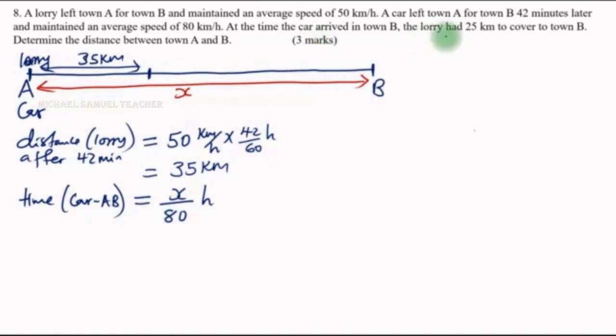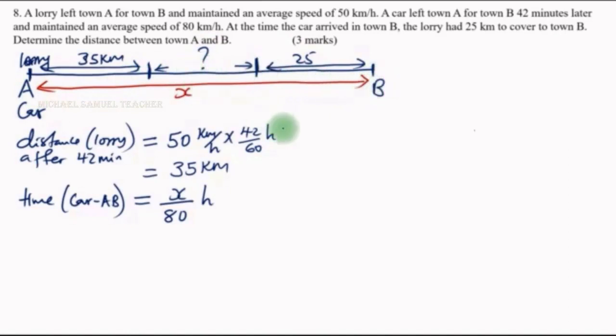The other information given is that at the time the car arrived in town B, the lorry had 25 kilometers to cover to town B. That means the lorry had not arrived to town B. So somewhere here. So let us say this is 25 kilometers remain. Now the lorry is at this particular point. So we don't know this distance the lorry had covered. But the distance this lorry covered, it took the same time as when the car left A, the lorry was at this point. By the time the lorry was here, the car had arrived at B.